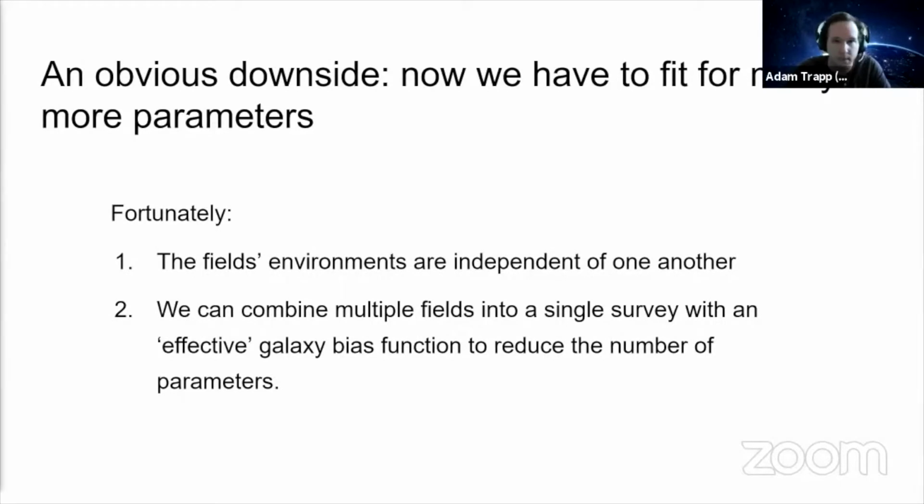All right. So an obvious downside to this is now we have to fit for many more parameters, right? There's an n value that we have to fit for simultaneously for each one of the fields that we have. And that can be a lot of fields, but fortunately, the fields' environments are independent of one another. And also, crucially, we can combine multiple fields into a single survey with an effective galaxy bias function and a single n value to reduce the number of parameters. So for example, if you have a parallel program with 150 independent pointings called PANORAMIC, we can combine those all into one effective survey, one survey with an effective galaxy bias function in a single environment.